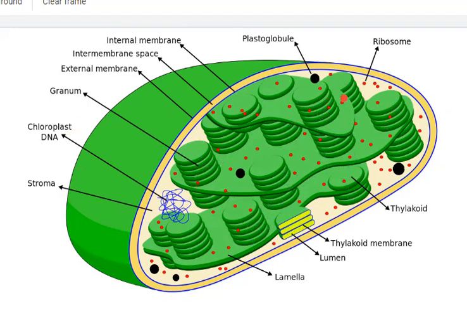And then you have ribosomes and other things here, like the plastoglobule. So these are just the basic structures of the chloroplast.